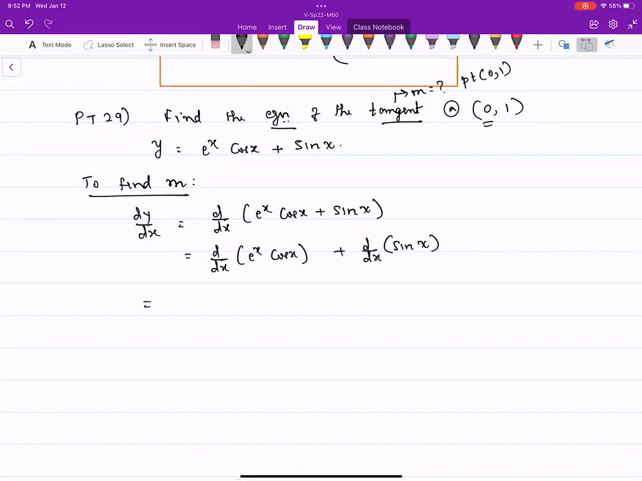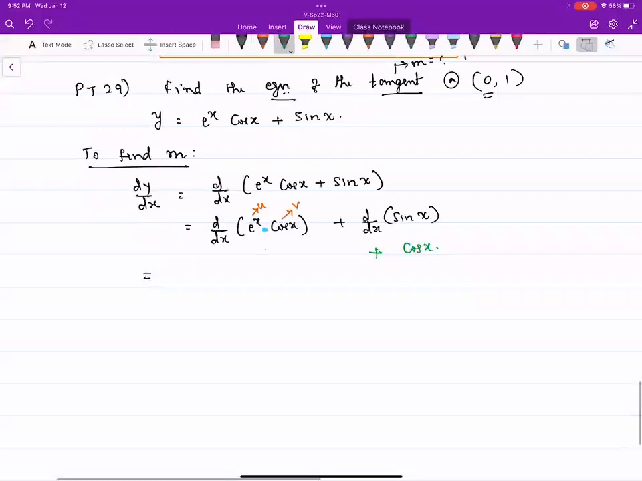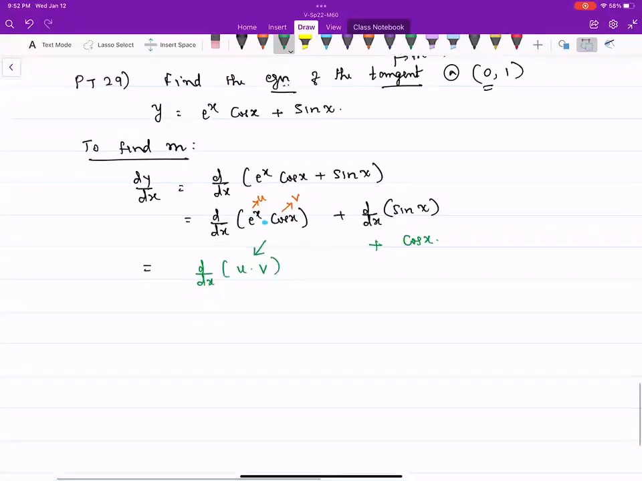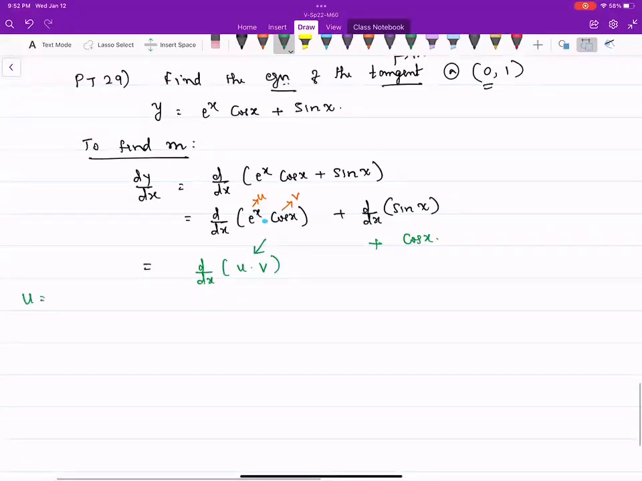So the derivative of e to the x cosine x is made up of a product of two functions. So now you have to look at this one as u, this one as v. For the second, not a problem. The derivative of sine x is cosine x. Only for this part, d by dx of u times v. What is u? It is e to the x. What is u prime then? E to the x also.